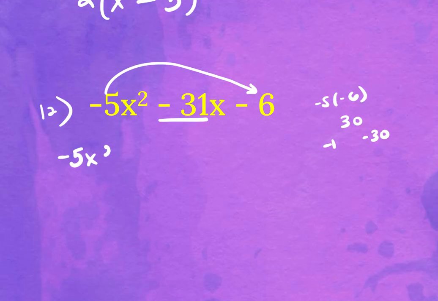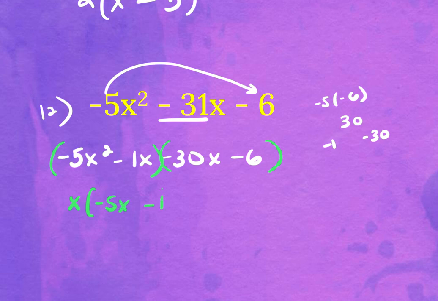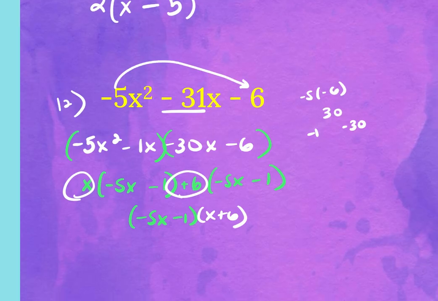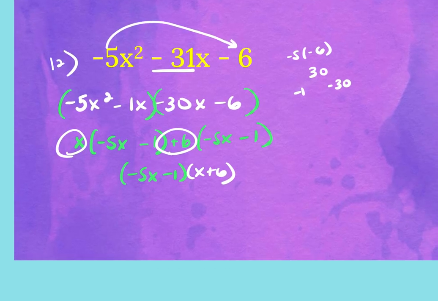Replace your middle term with those two. And factor by grouping. From the first set of parentheses, I can take out an x or a negative x, which would have given me the negative either way. I get negative 5x minus 1. Second set of parentheses, I want to keep the signs, but I want to take out that 6. So I'm going to take out a positive 6. Negative 5x minus 1. Group together the negative 5x minus 1 and the x plus 6. So had we taken the negative out on the beginning, we would have had a negative 5x plus 1 times x plus 6, and these are equivalent. So both are okay.